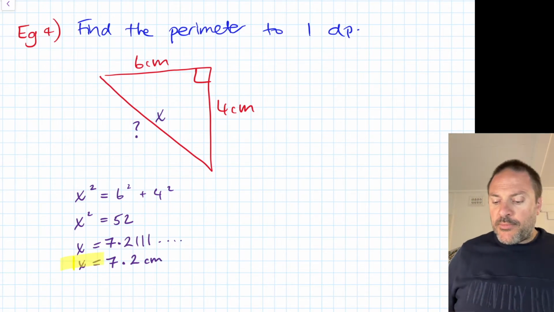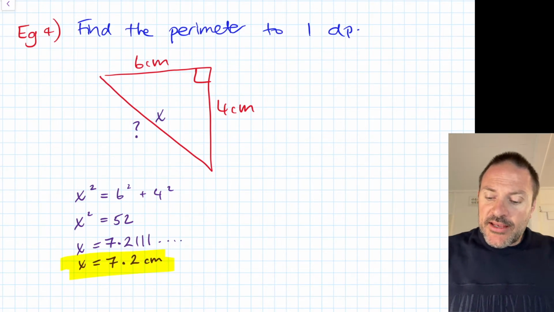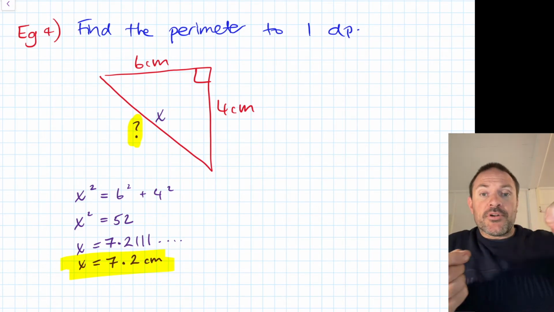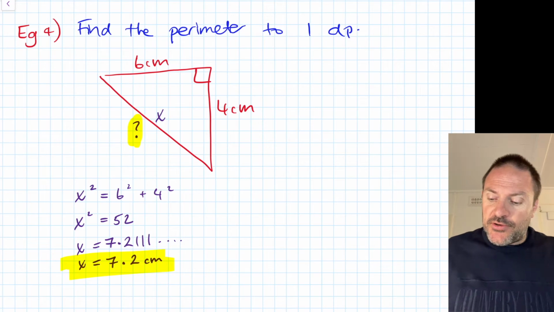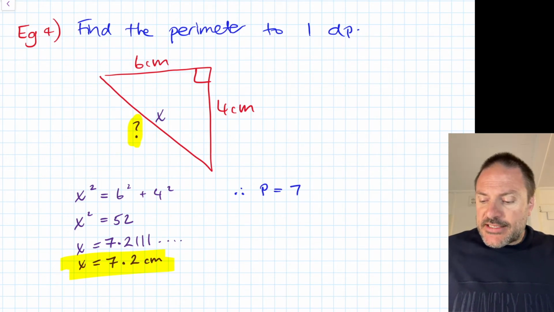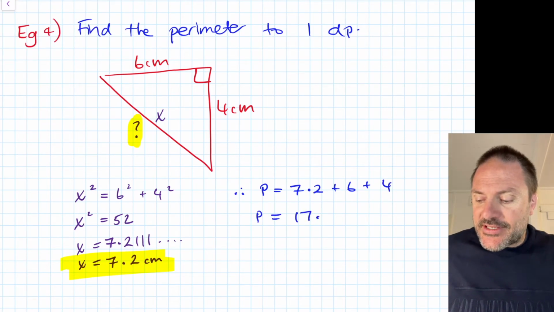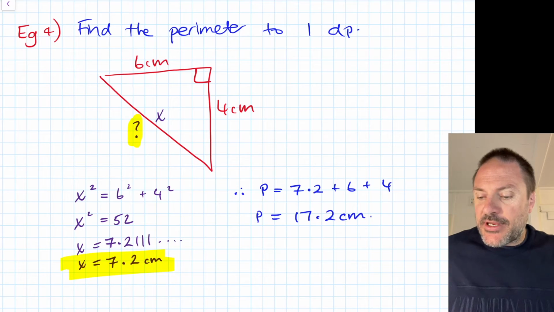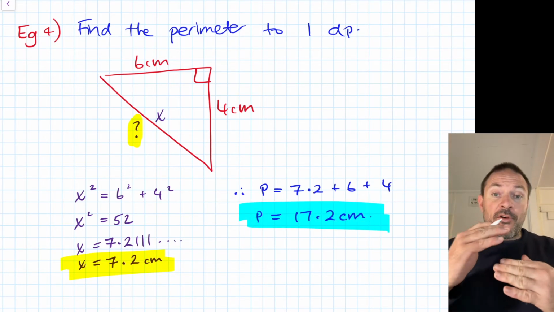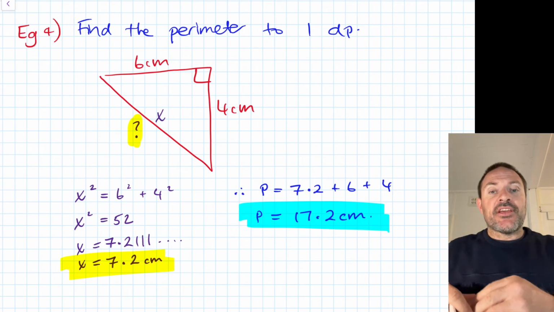The problem is that measurement there is that measurement there. So we've only found the missing length, the hypotenuse. So what we now need to do is say the perimeter, P, equals 7.2 plus 6 plus 4, P equals 17.2 centimeters. Fantastic. So now we find the hypotenuse, and then we add it on to get the final answer.